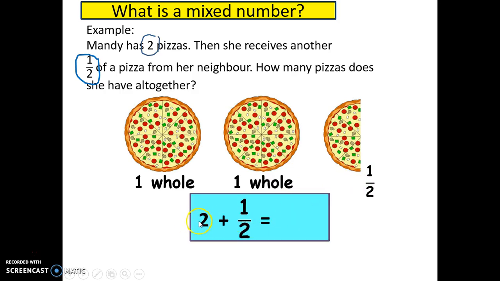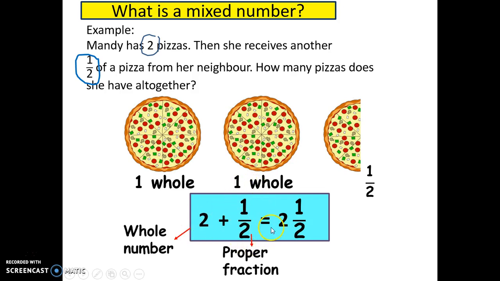So we can write out the equation. 2 plus 1/2 will give you 2 and 1/2. This is the whole number. This is the proper fraction. And this is the mixed number. It looks quite simple, isn't it?